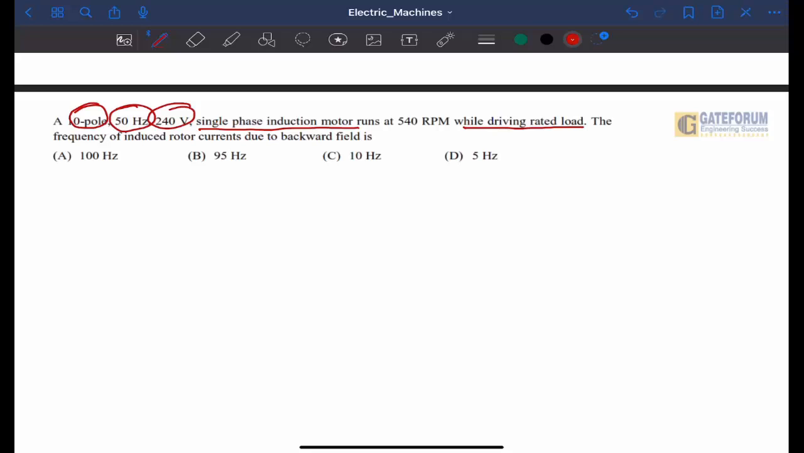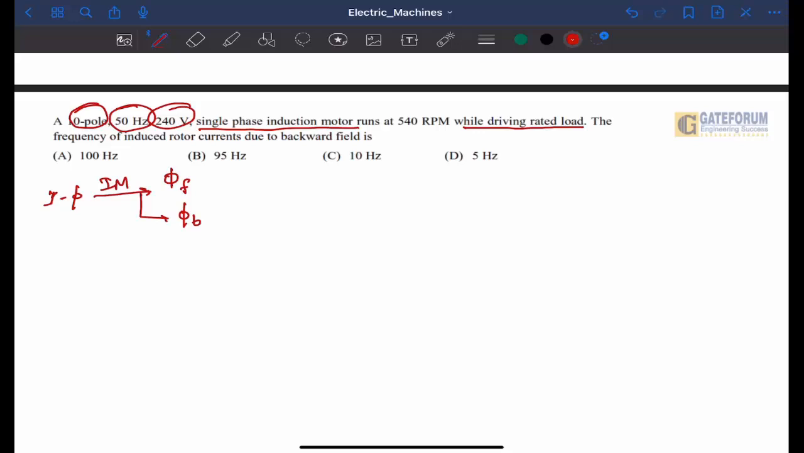Okay. So we know that in a single phase induction motor there are two fields: forward field and backward field. Both will induce rotor current in the rotor. And they will have different slips, different frequency values, since one is rotating clockwise, then the other will rotate anti-clockwise.